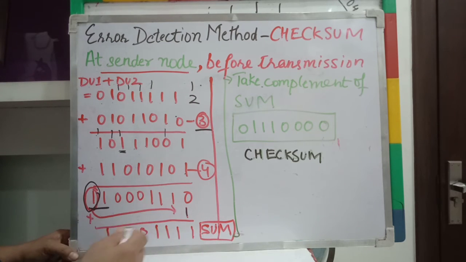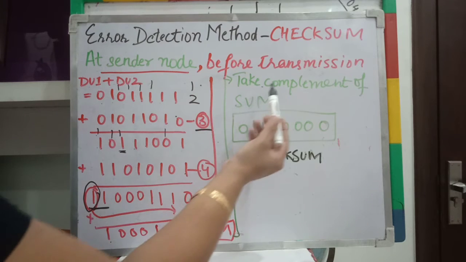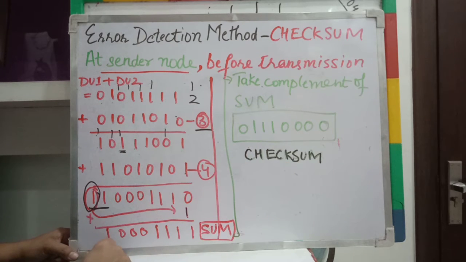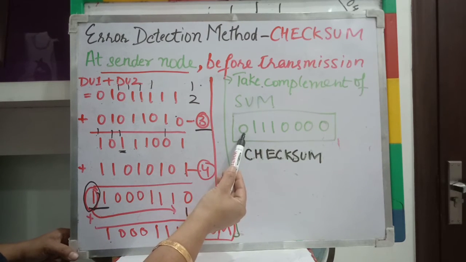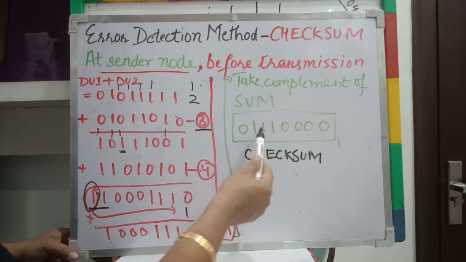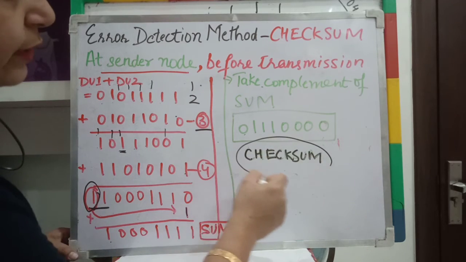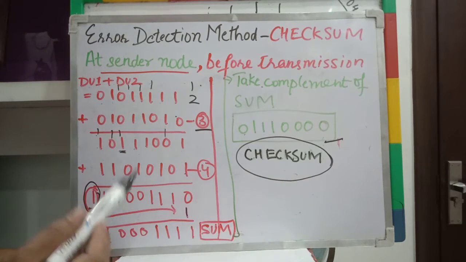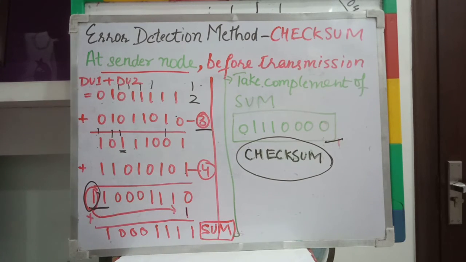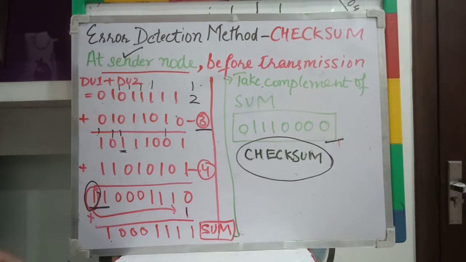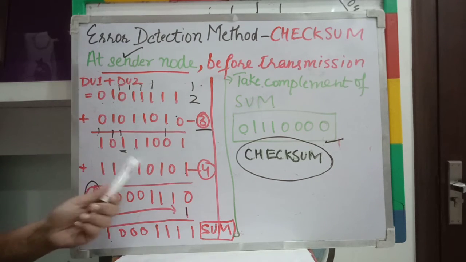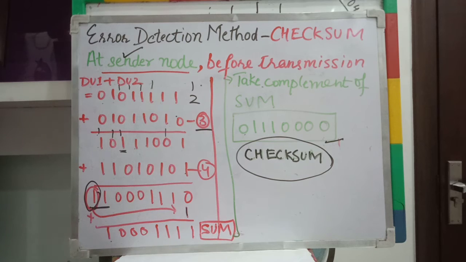Now I take the complement of whatever sum I got. If I take the complement of this, 1 becomes 0 and 0 becomes 1, so we get 1 0 0 1 0 0 0 0. Now this is the checksum which we send along with our 4 data units from the sender node. Now we'll take the checksum and the 4 data units at the receiver end, and let's see how it works.